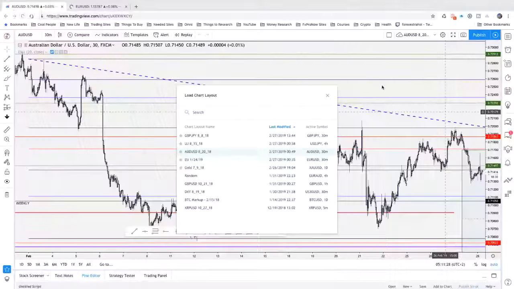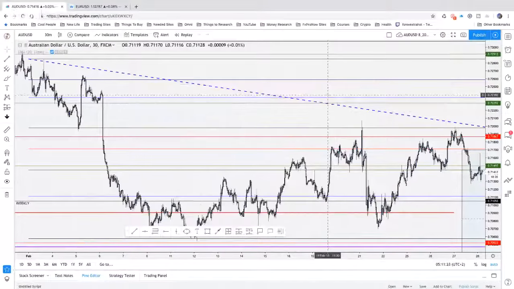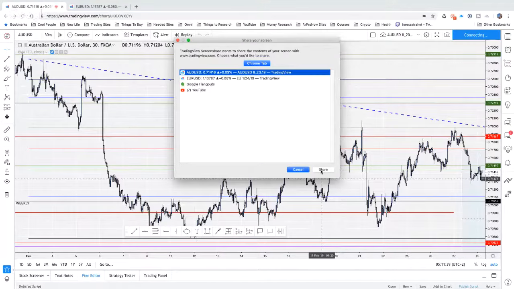So the first pair that we're going to be speaking about right now is AUDUSD. And when it comes to AUDUSD, what we see here is... un momento.